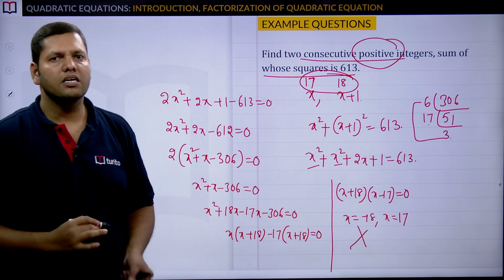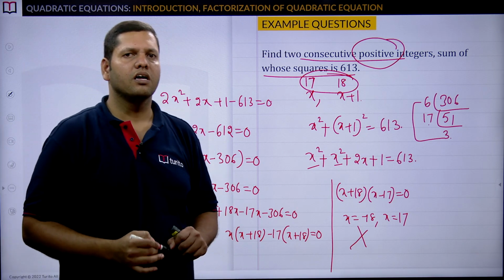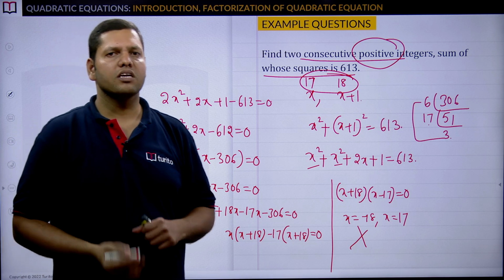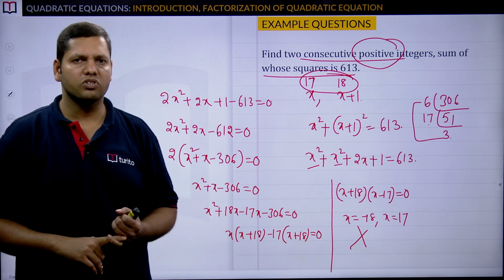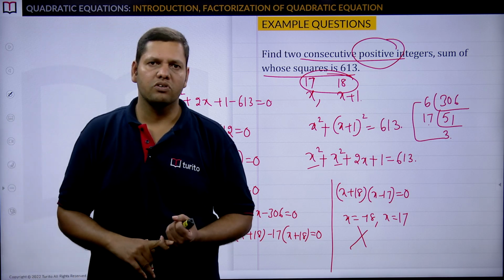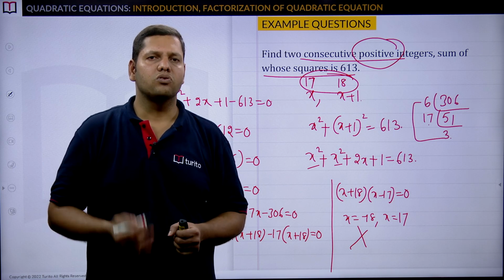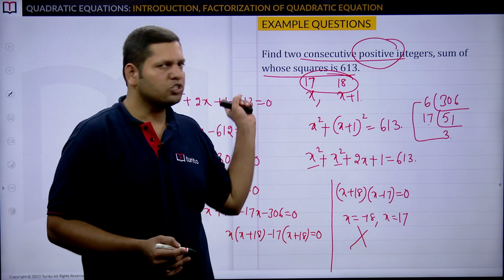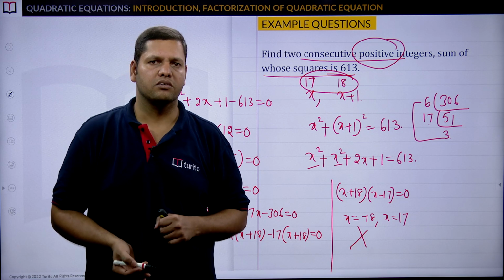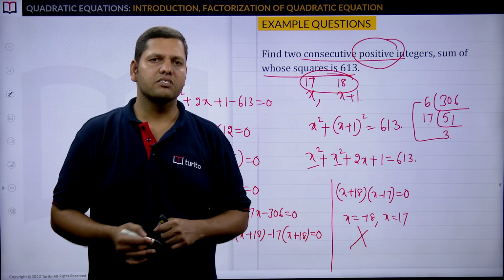So 17 and 18 are both the numbers. Is it clear, children? Today's class we have discussed the introduction of quadratic equations, what the roots of a quadratic equation are, and the methods of finding the roots of the quadratic equation. In that we have discussed the first method, that is the factorization method. In the next class, children, we are going to discuss some other methods.